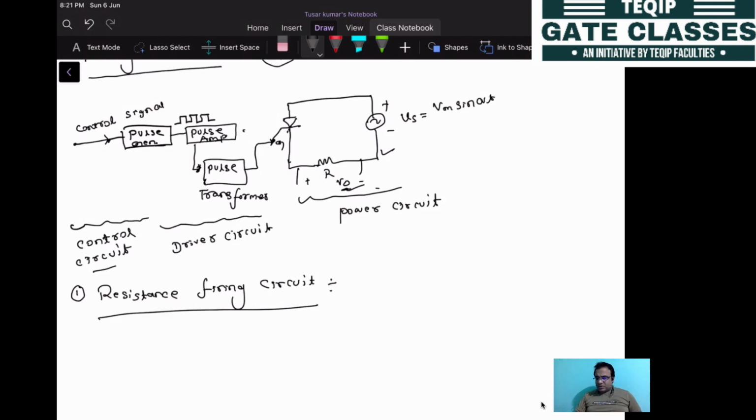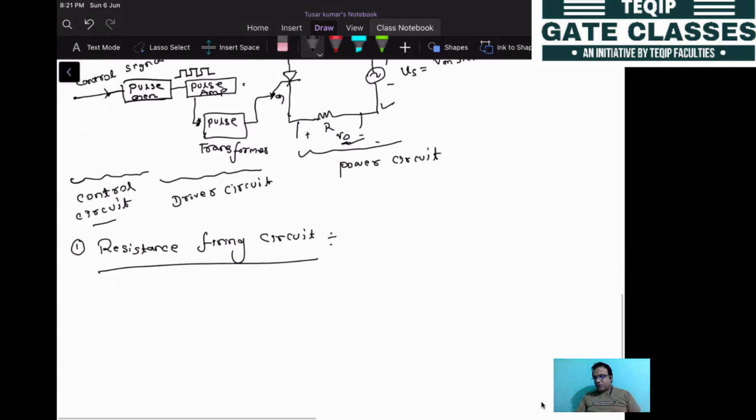One question might come to mind: why are we studying it then? You need to study it because it gives the idea of how the gate signal can be generated, and what the purpose of the gate signal is.